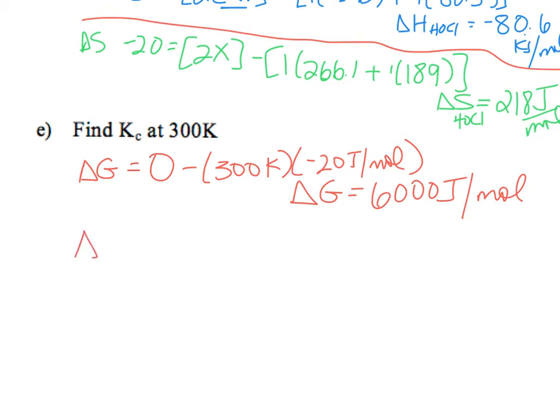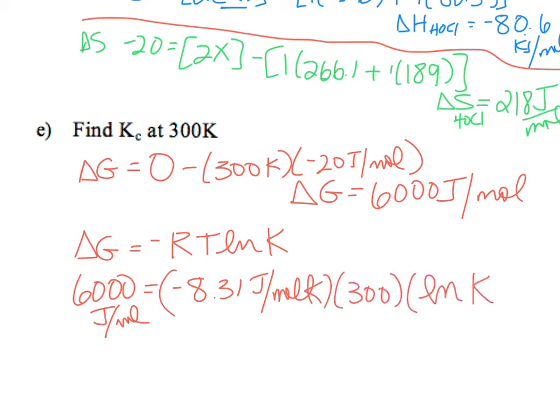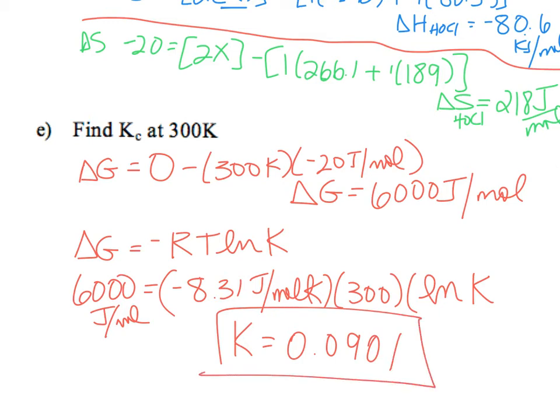So now I can use delta G equals negative RT ln K and solve. 6,000 is equal to negative, and this is again joules per mole, 8.31 joules per mole Kelvin times the temperature of 300 natural log of K. So when I do my manipulation and I solve for it all, I get a K equal to 0.0901. I hope your answer matches mine.